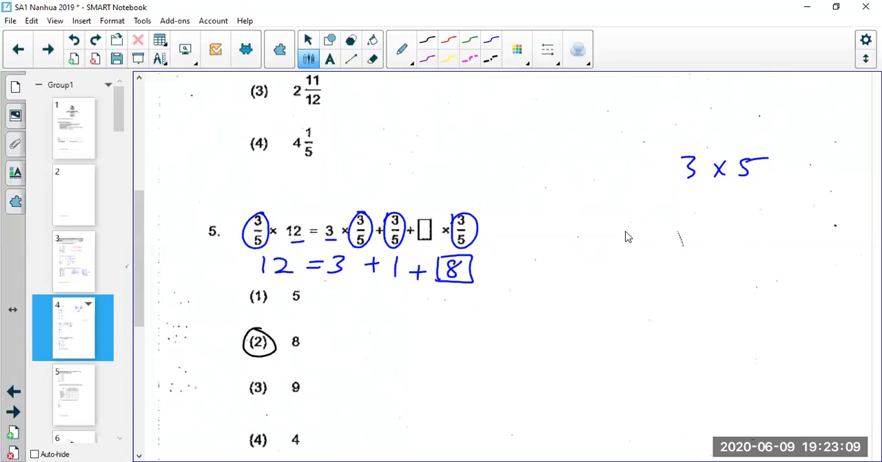Okay, you understand? If you see something the same, right, the same number inside, that is how many in one group. So you have 12 groups of 3/5 equal to 3 groups of 3/5, then plus 1 group of 3/5, then plus how many more groups? Okay, so that's a shortcut. If you understand this, then you can do it very fast already, the shortcut.